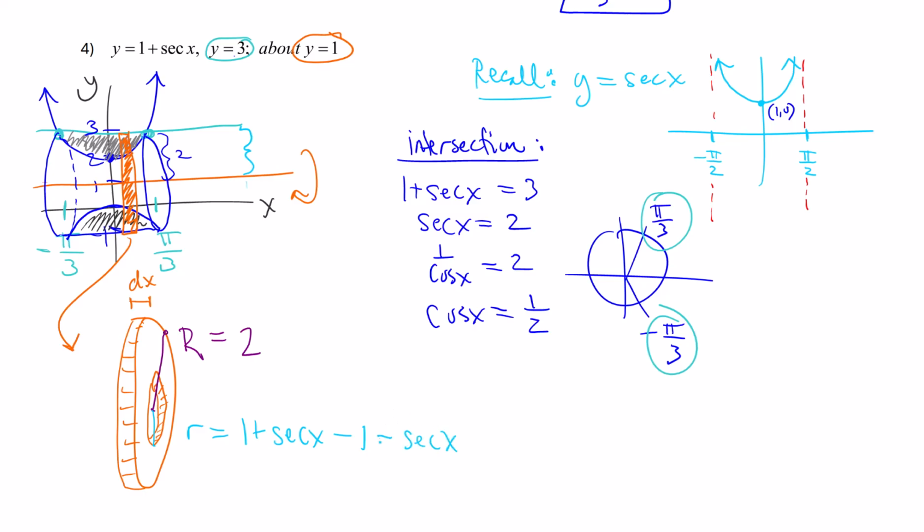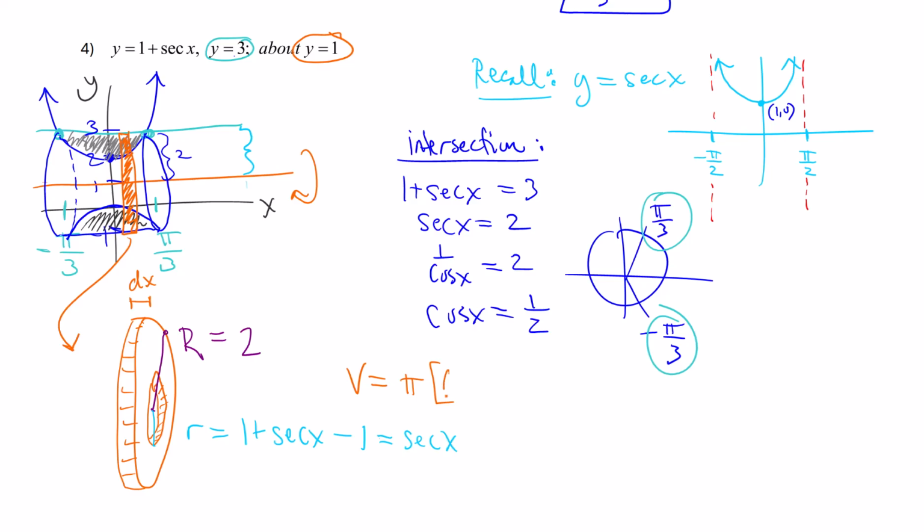So our small radius is secant of x, our larger radius is 2. We can now use this to create, remember, a volume of the cross-sectional washer first. So that volume, again, going back to the definition for volume of a washer, is going to have a pi. You can just factor out the pi.